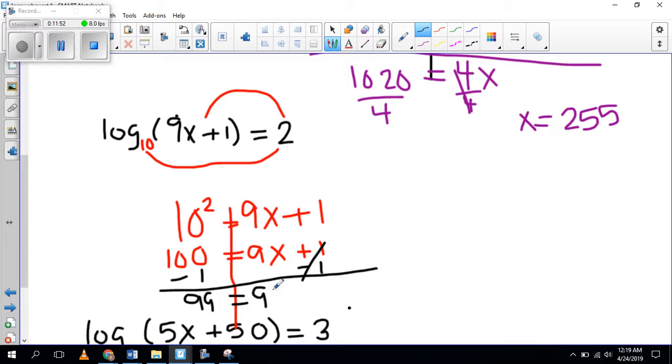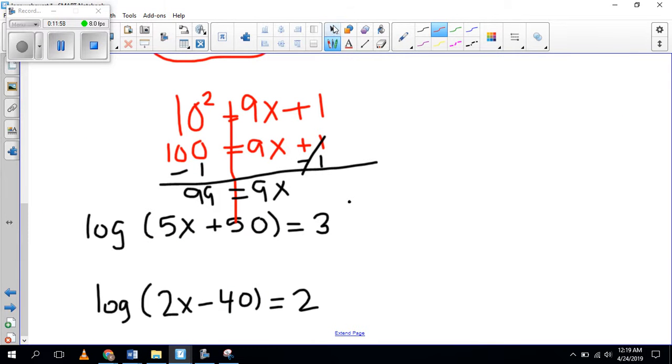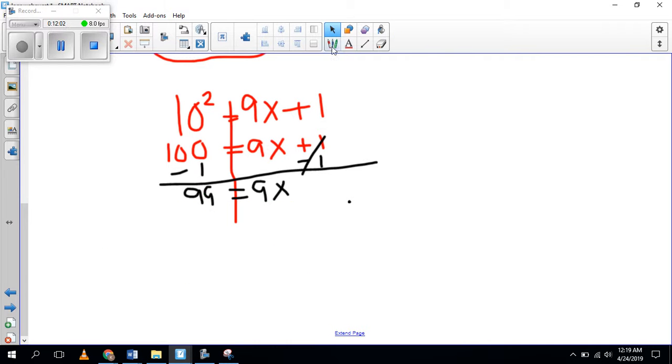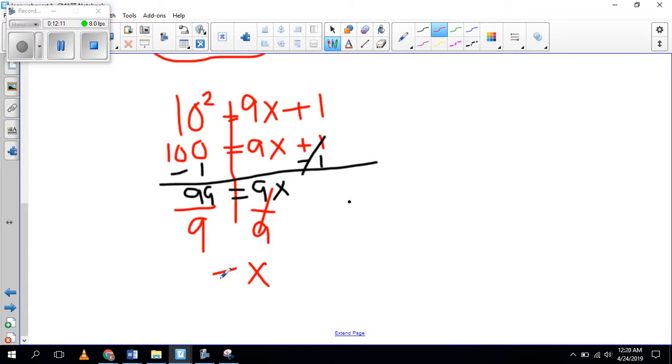And then we want to completely get x by itself. So we're going to divide by 9. Give me a second to move all this out of the way. Then we're going to divide by 9. We get x equals 11. So pause the video and try the next two.